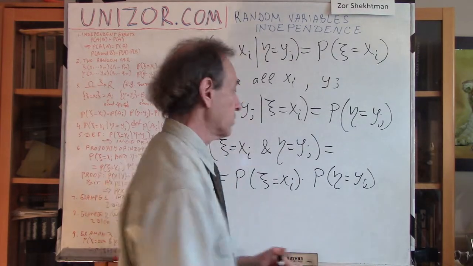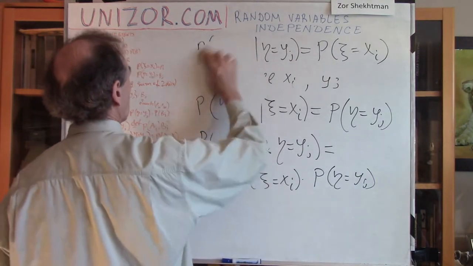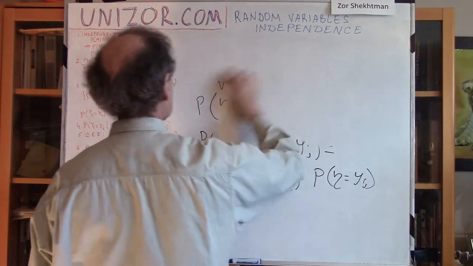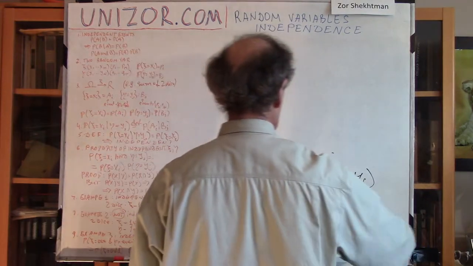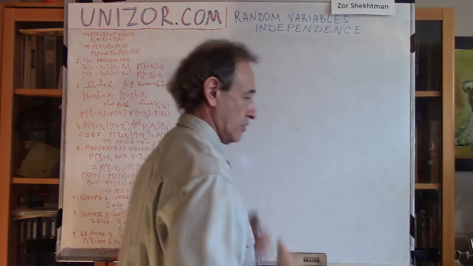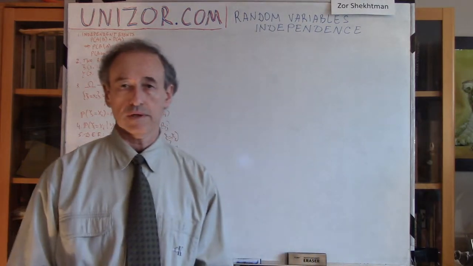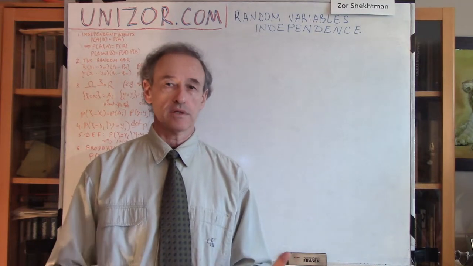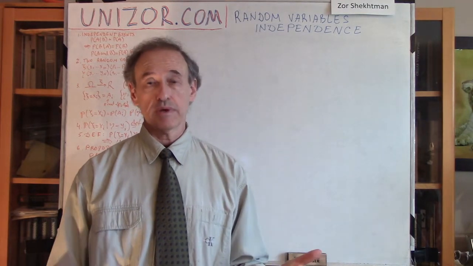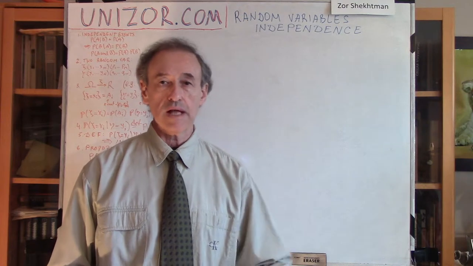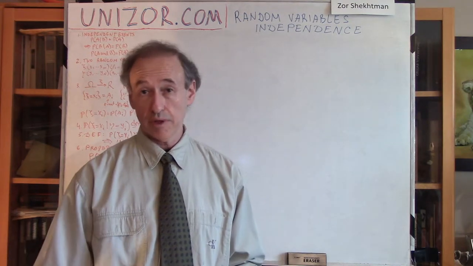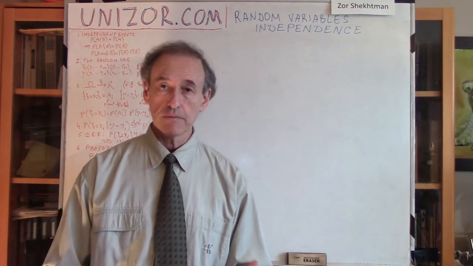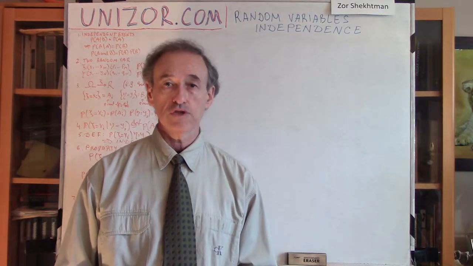Now let's consider a couple of examples. Our first example is, for instance, you have two dice. So you're throwing one die and then you're throwing another die. From an intuitive understanding of the whole process, it's kind of obvious that no matter what the result of the first die is, it should not affect the second, right? I mean, that's obvious. Let's prove it mathematically using our definition of independence.